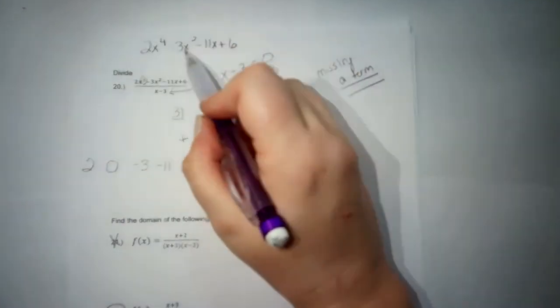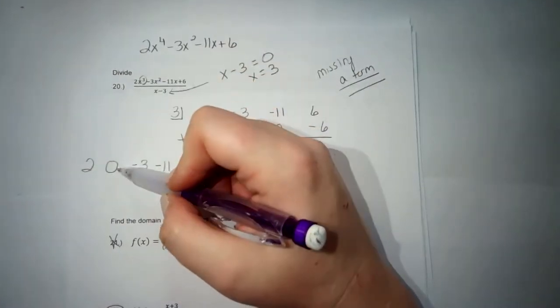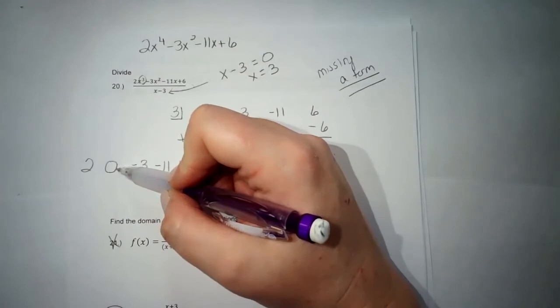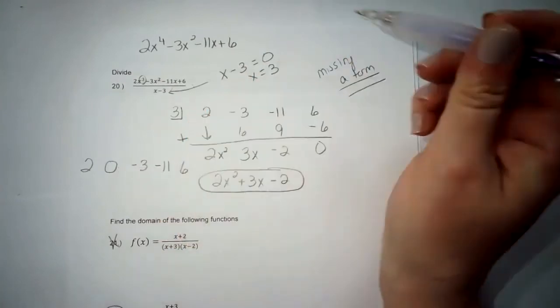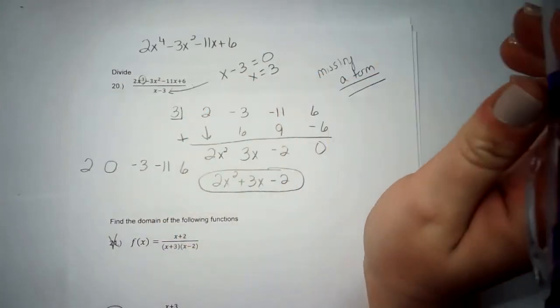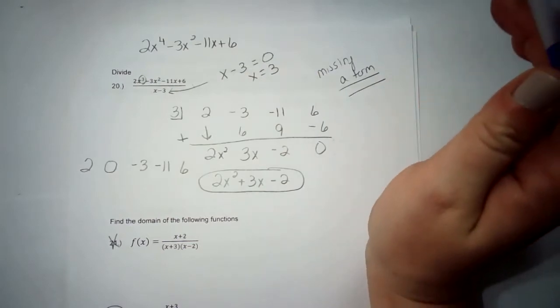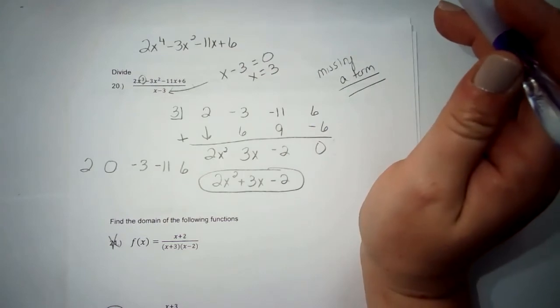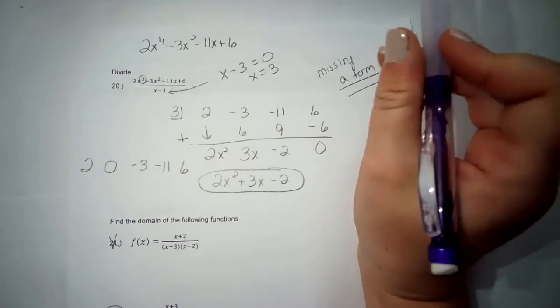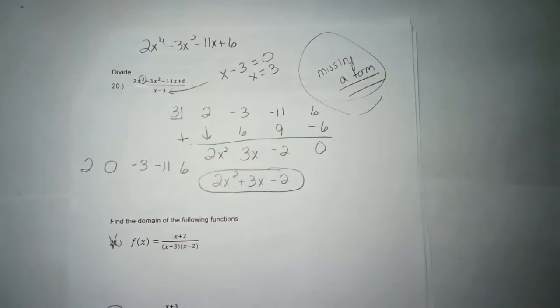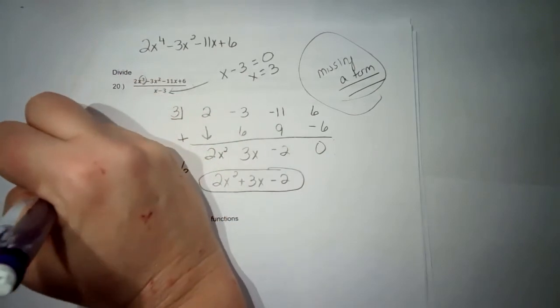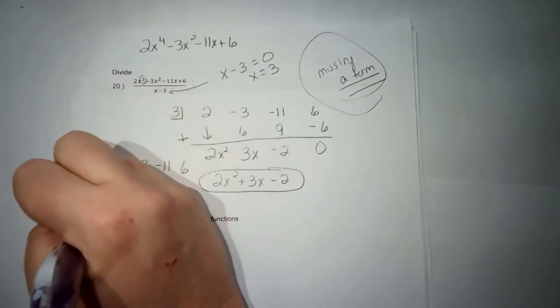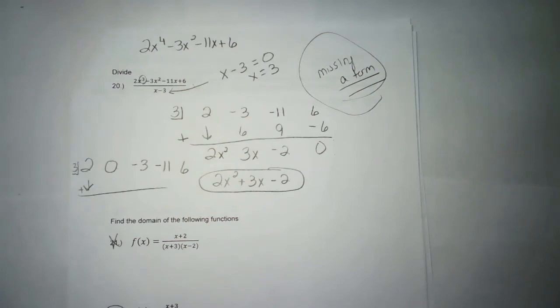If you're missing a term, we're missing X to the third, you have to put in the placeholder 0. And if you do that, you will not have a remainder. If you come up with a crazy, wacky remainder, hopefully you'll go, oh my gosh, I forgot it was missing a term. So yours will be missing a term. Keep that in mind. You put a 0 in for that, and then you just treat it like normal. You do your little shelf with your 3, you bring it down, and you go right on ahead.